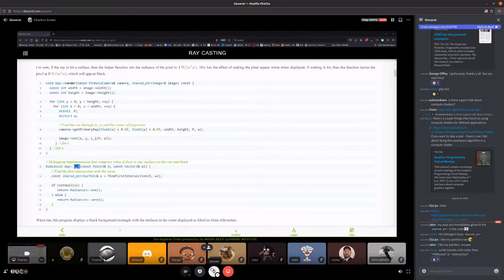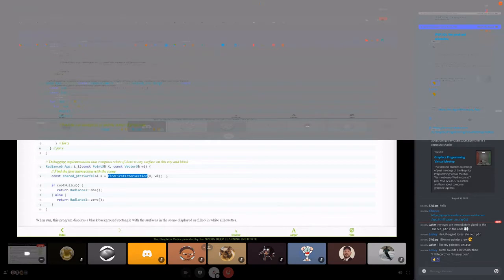So here we have that function. Find first intersection is our... oh, so this is generating the ray at a point P in a direction W. Okay, yeah. That makes more sense.